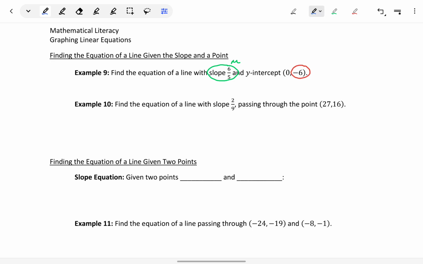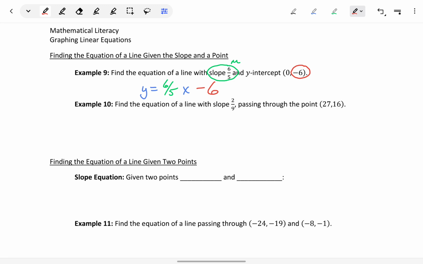So without doing any work, the way this information is presented, we can go ahead and write the equation for this line in slope-intercept form as y equals 6/5 times x minus 6. Because we know that value for b represents the y-coordinate of our y-intercept, and the slope was just given to us.